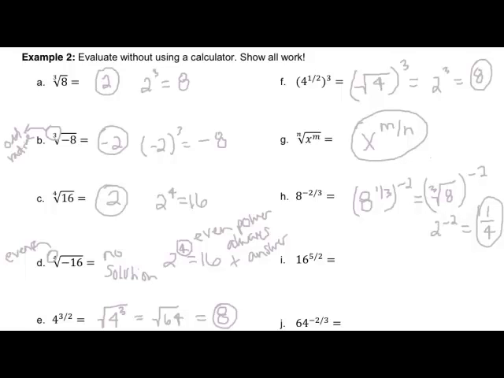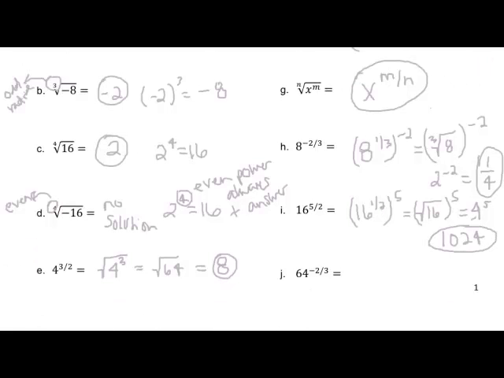Letters I and J, we're going to do the same type of thing. So 16 to the 5/2 power, again we can split apart 5/2, and that's 5 times 1/2. So this is 16 to the 1/2 power, and all that raised to the 5th power. 16 to the 1/2 power is like saying the square root of 16. The square root of 16 is 4, so this is 4 to the 5th power, and 4 to the 5th power is 1024.